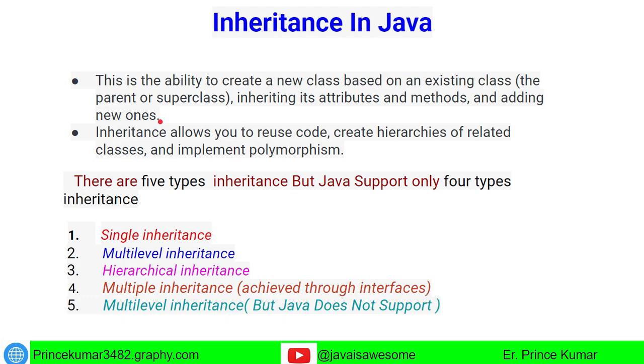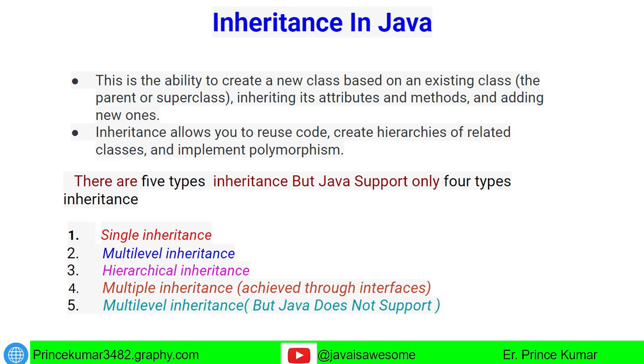For example, say there is a parent class. Those are the already existing classes, and whatever class you create by taking help of the parent class is the child class. Inheritance allows you to reuse code, create a hierarchy of related classes, and implement polymorphism. We can discuss polymorphism more later, but as of now just go with inheritance.